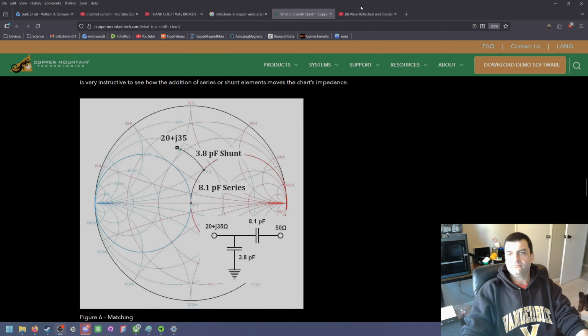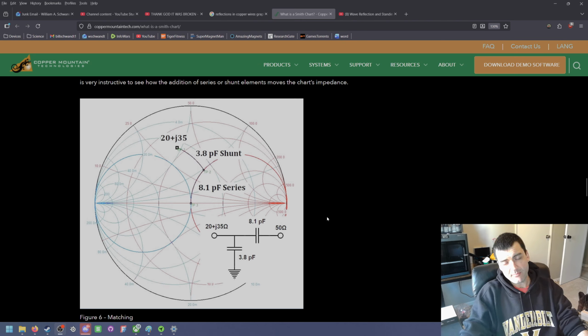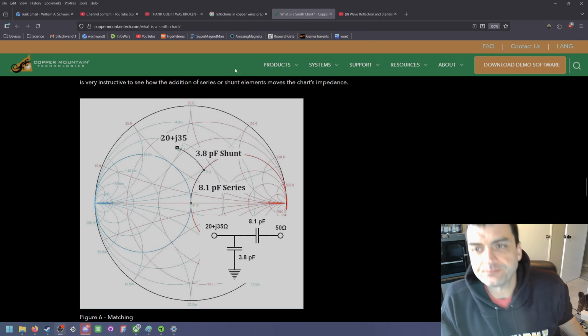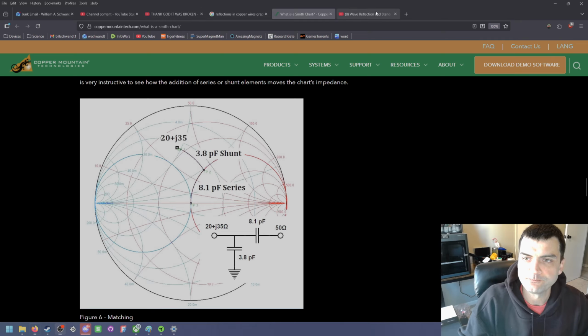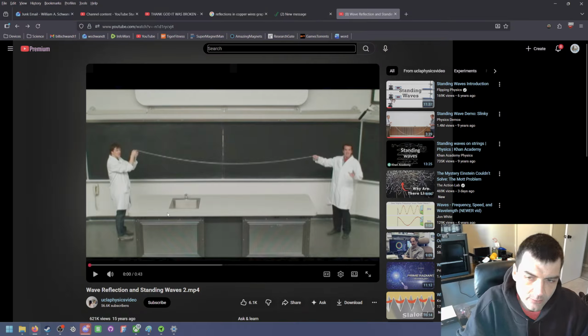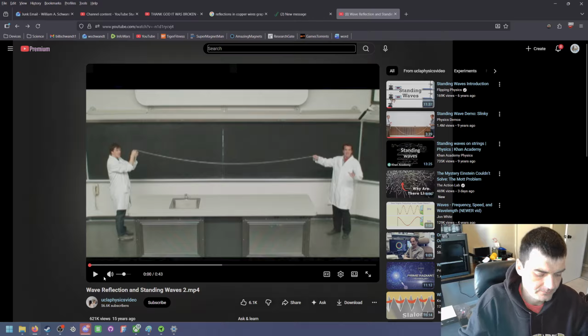Okay, so this is the Smith chart, and it's all about reflections in copper wires. But reflections happen in more things than just copper wires. For instance, they happen in ropes. So let's take a look at this video and watch what happens with a rope when you pulse one end of a rope and then play the reflection to make standing waves.